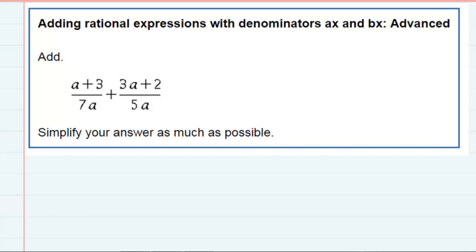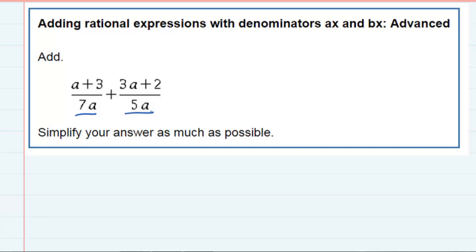We are adding rational expressions here. However, we do not have a common denominator. One expression has 7a and the other 5a, so we need to find the common denominator and then rewrite these fractions. So the first step is to find the common denominator.